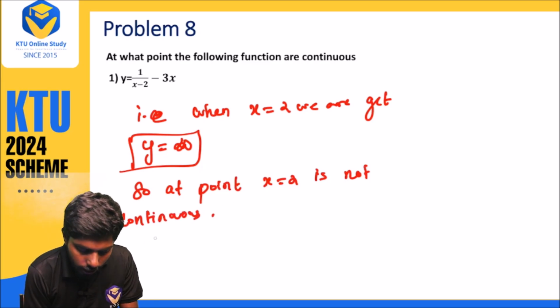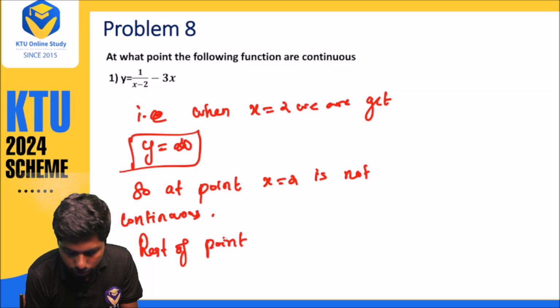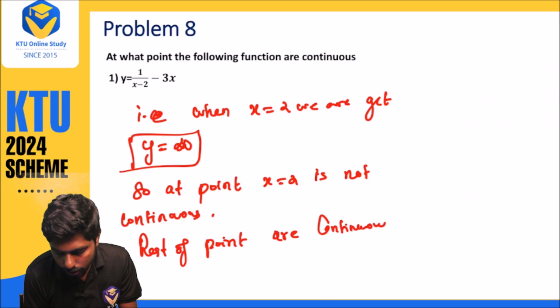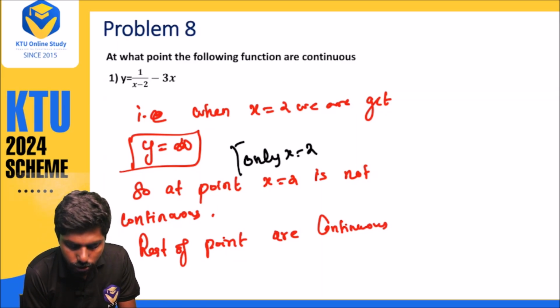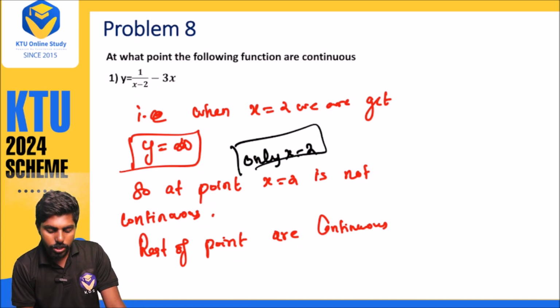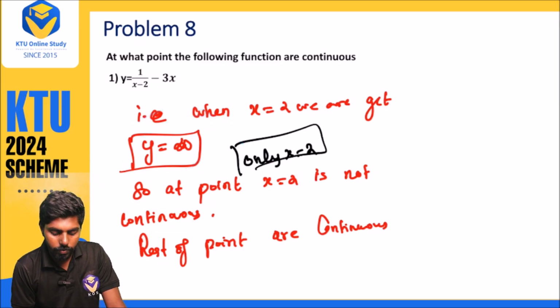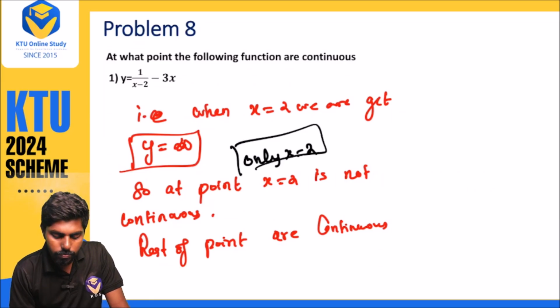Not condition. The rest of the points are continuous. Only at x is equal to 2 it is not continuous, because we are getting an infinite value, y is equal to infinite. So you want to write: continuous at every point except x is equal to 2. That is the thing you want to write in this problem.